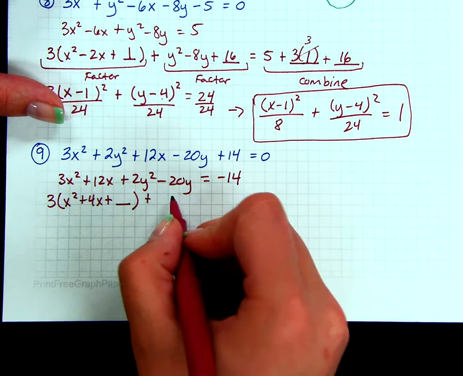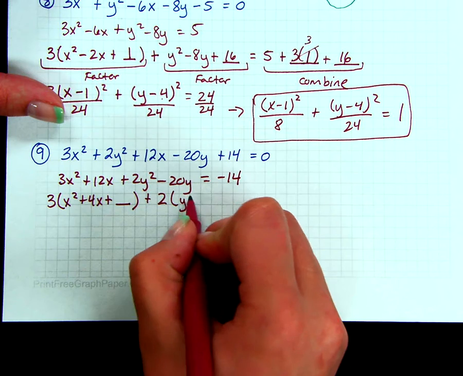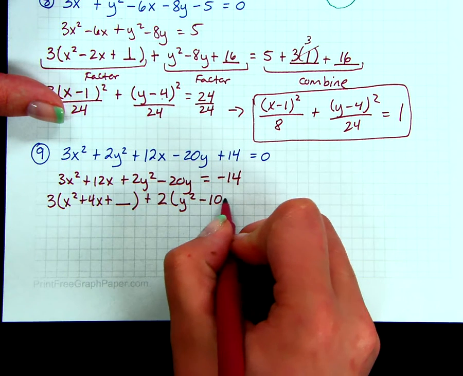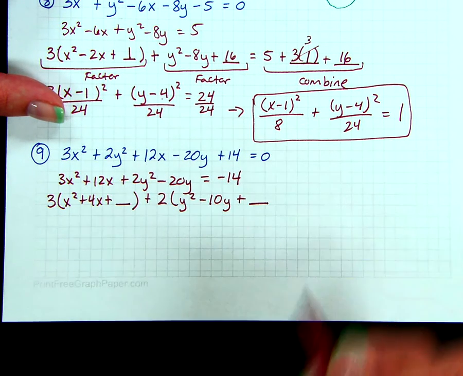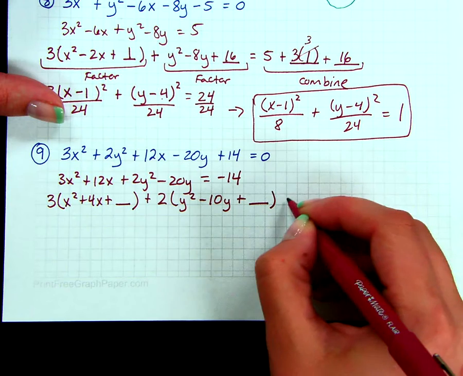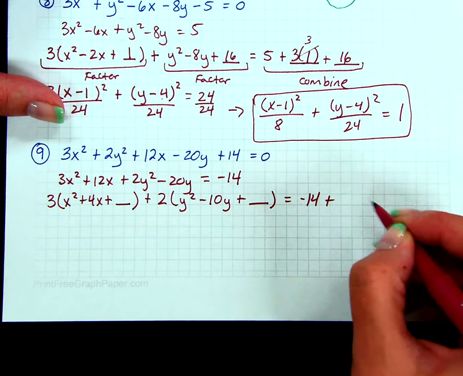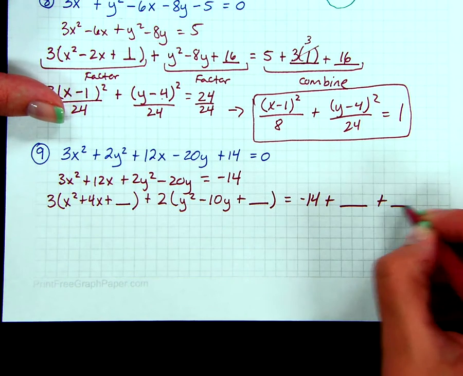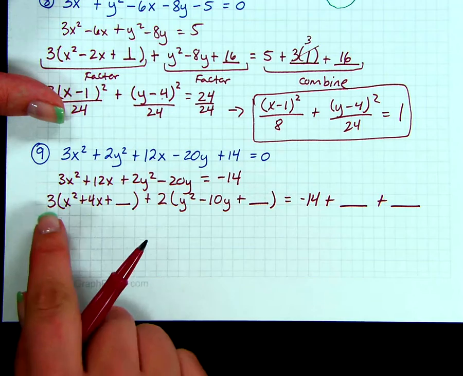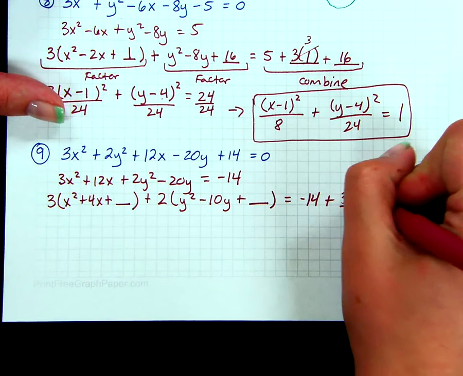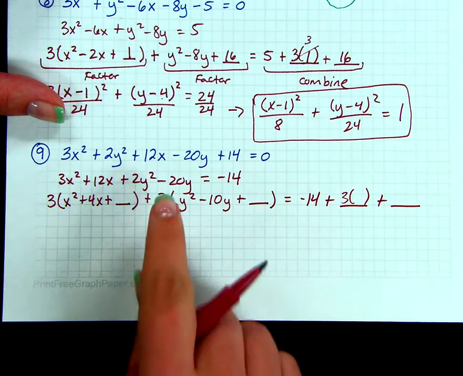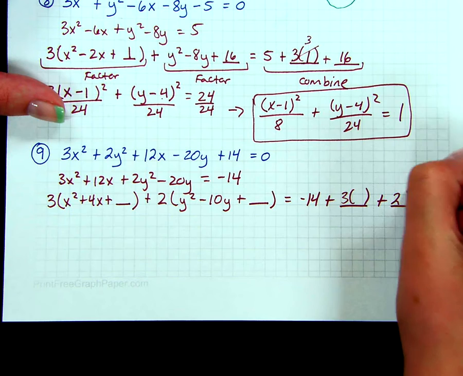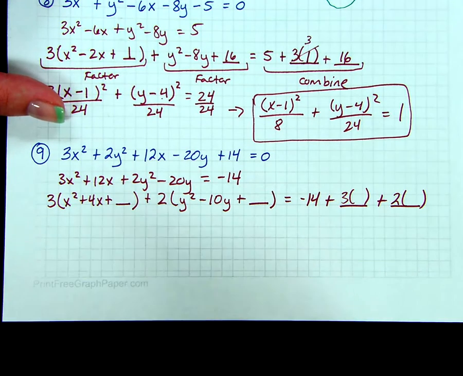And then we need to factor out a 2 from both of the y's. So y squared minus 10y, and again we're going to leave room to complete the square, equals negative 14, and then we're going to add those same terms to the right side. So again, we're factoring out a 3, so I'm going to have to take 3 times my x number, and then we're factoring out a 2, so we're going to have to take 2 times the y number on this side to keep our equations balanced.